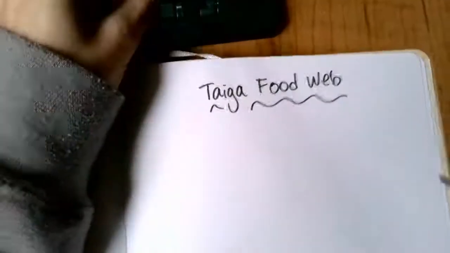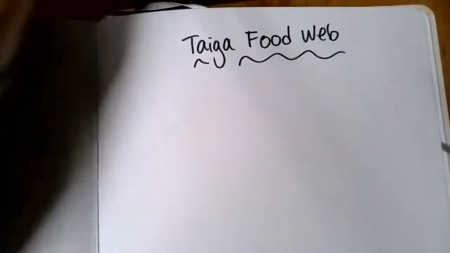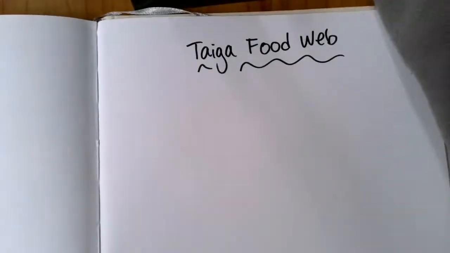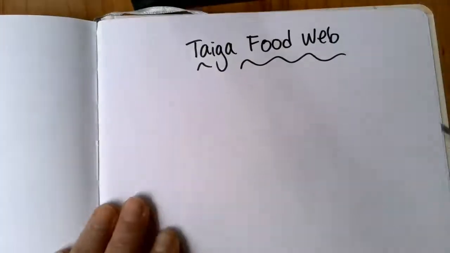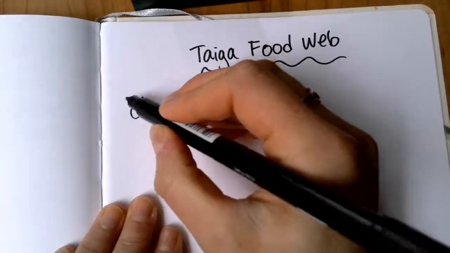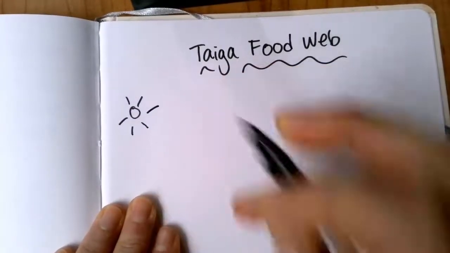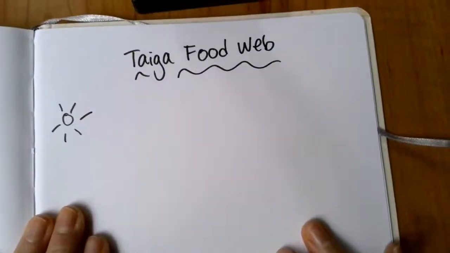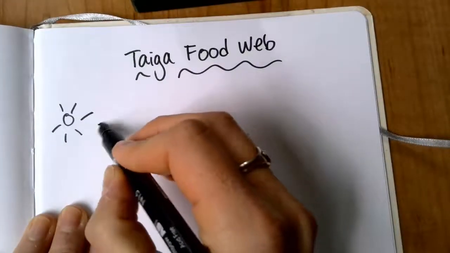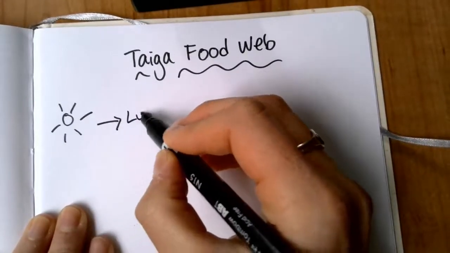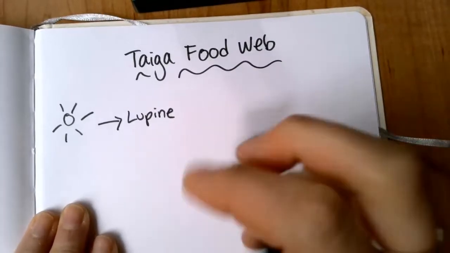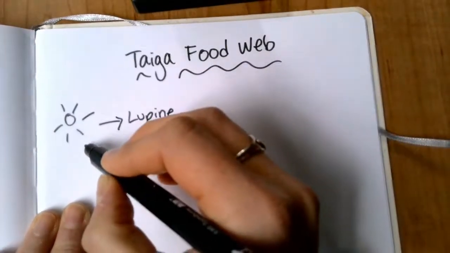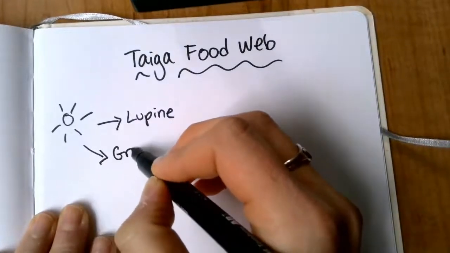Okay, I'm going to start just like with the food chains by drawing the sun. That's the source of energy, the sun. And the sun gives energy to our producers. This plant called lupine has purple flowers, and you can see a picture of it in the slides. And there's also grasses. So these are the producers found in the taiga.